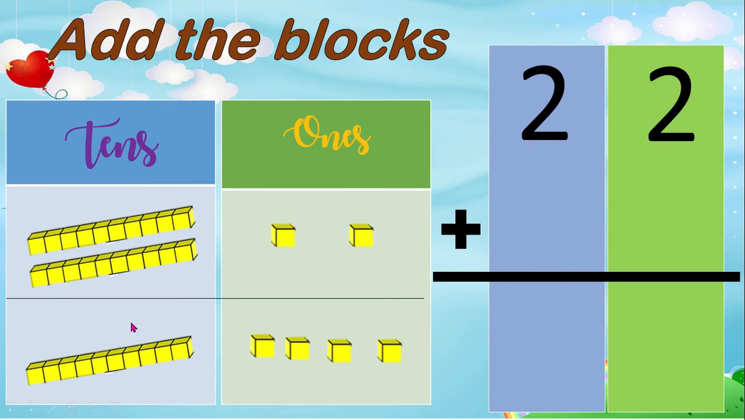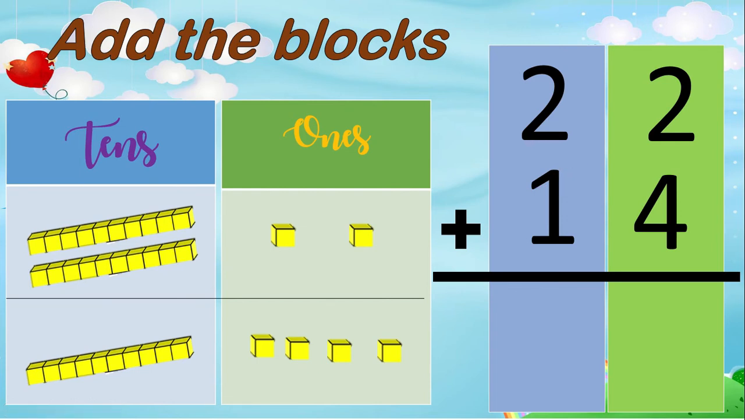And below here, we have 1 block and 4 blocks in the ones place. So we will put them in the place value: 1 in the tens place and 4 in the ones place. Since we are done putting all the addends, what we're going to do is add all the numbers and the blocks here.